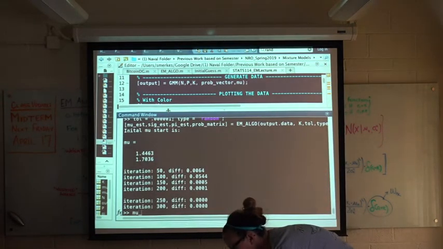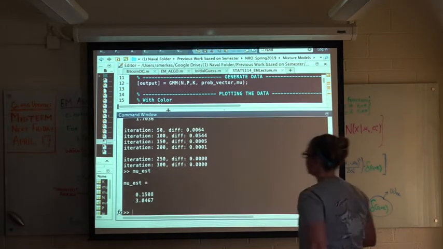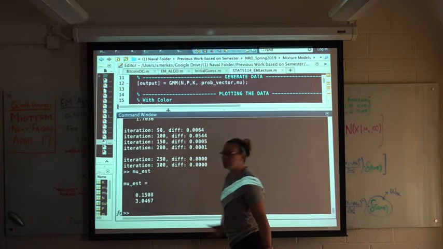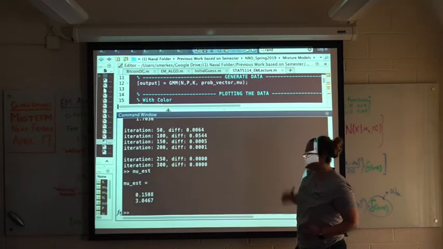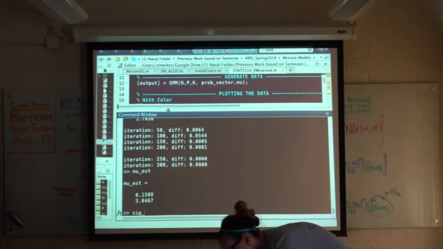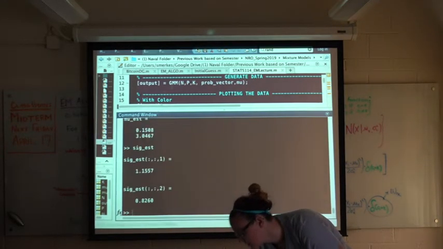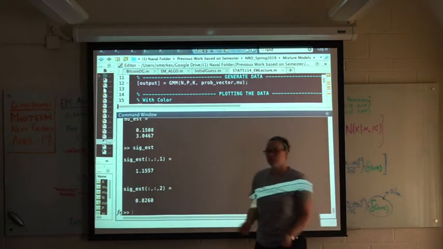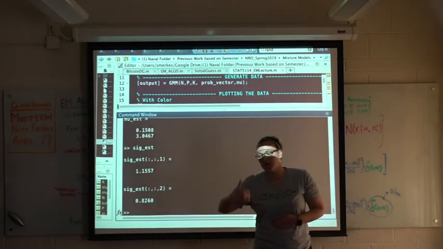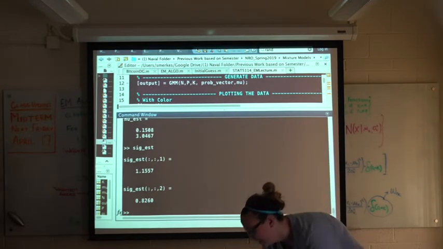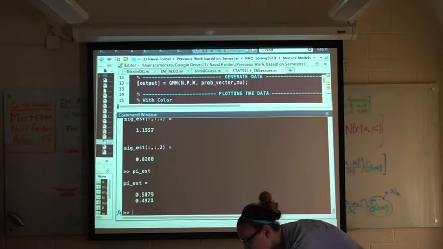Now let's look at our mu estimates. Our estimates that we got from the EM are pretty close to 0 and 3. So in my book, I would consider that successful. We also have our sigma estimates, which are pretty close to 1. If I want to get this a little closer, I could just decrease my tolerance, not increase it. And then let's look at our pi estimates.